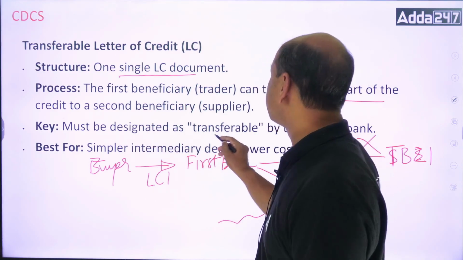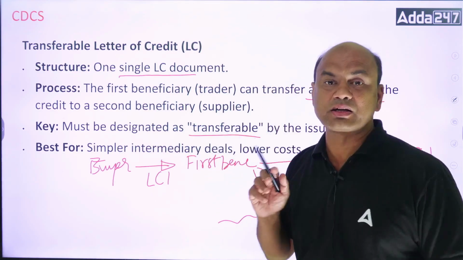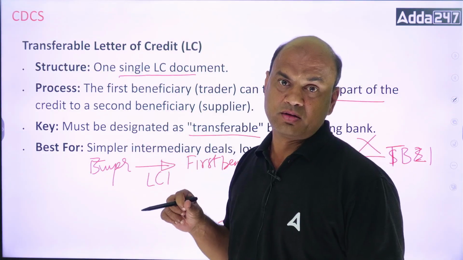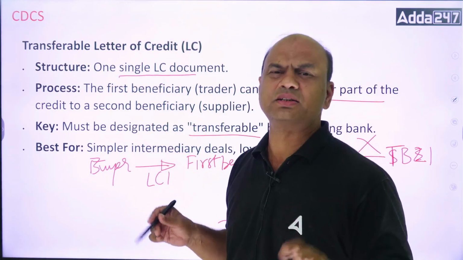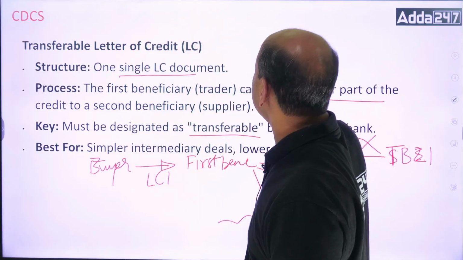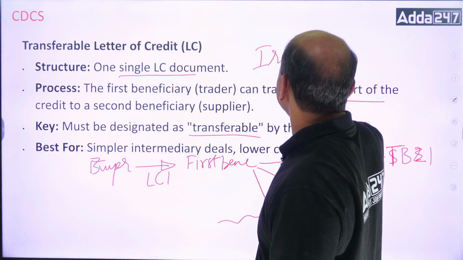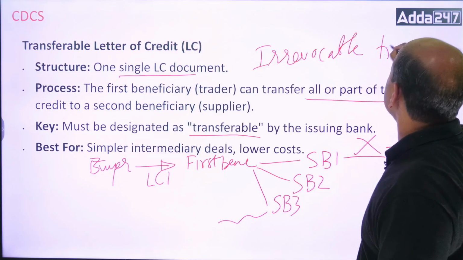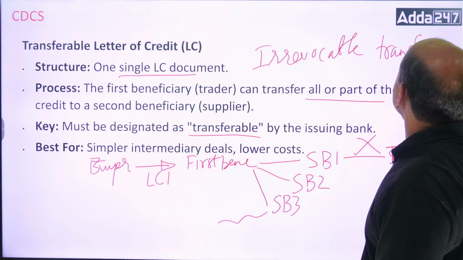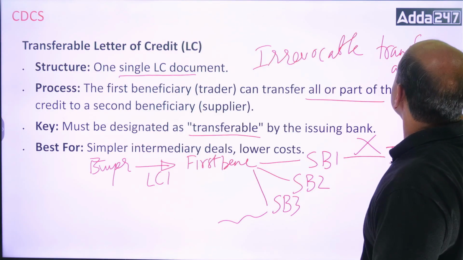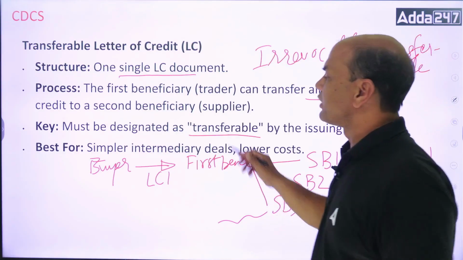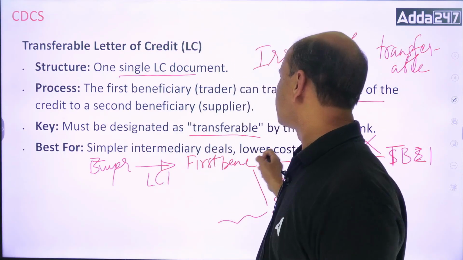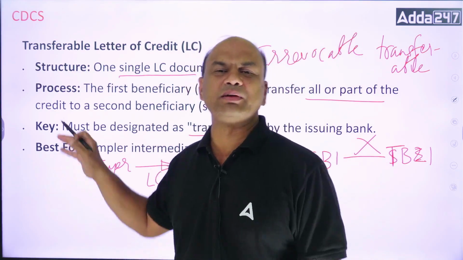It must be designated as transferable. On the LC, it should be clearly mentioned. Generally it's mentioned as irrevocable, transferable. It means simpler intermediary deals and lower cost. Costs are lower because the same LC is being transferred.